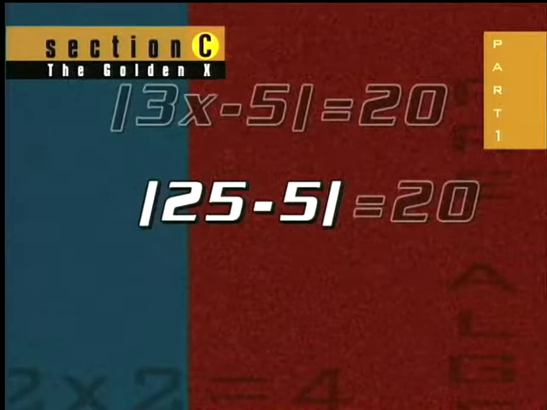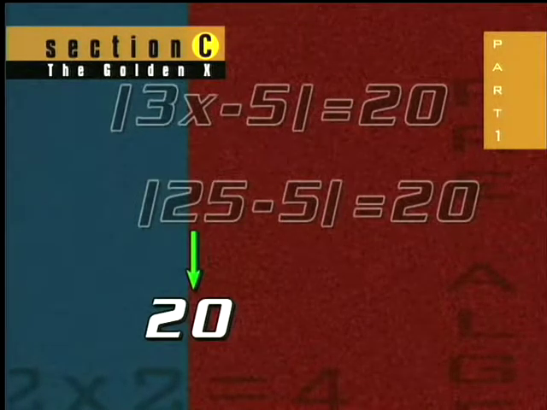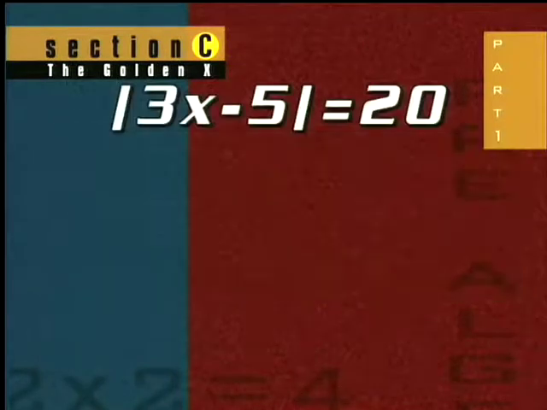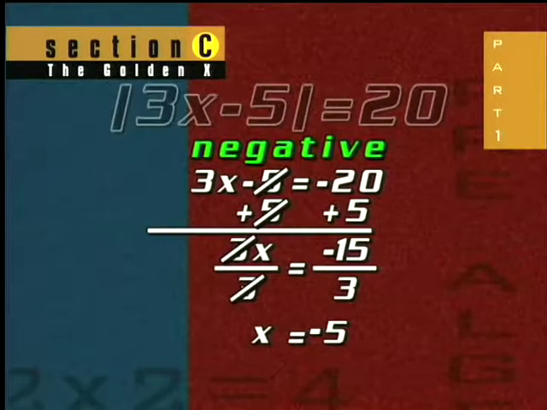So we've got the absolute value of 25 minus 5 equals 20. And 25 minus 5 does equal 20. So we've got the absolute value of 20 equals 20. Our check is good. And now for the negative version.